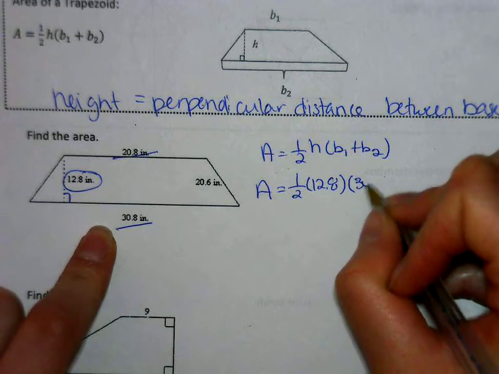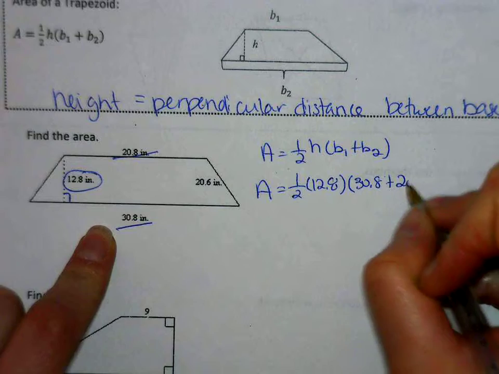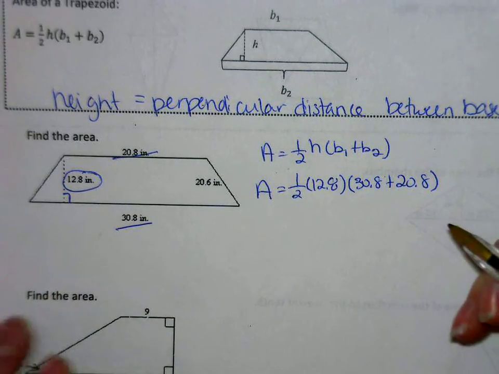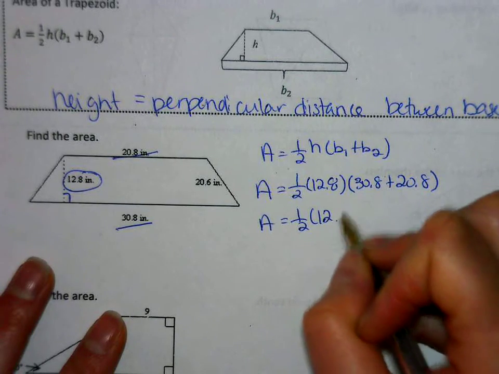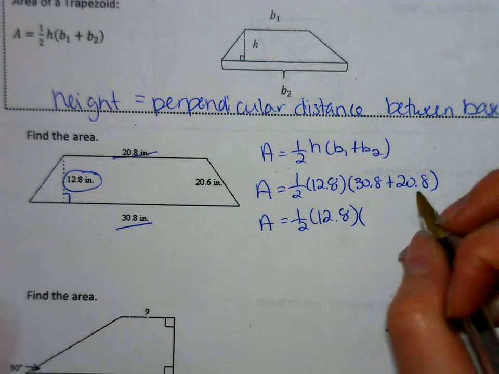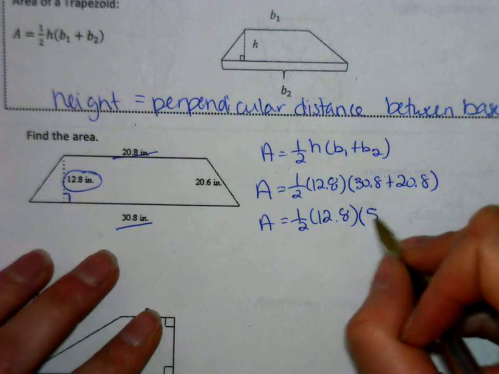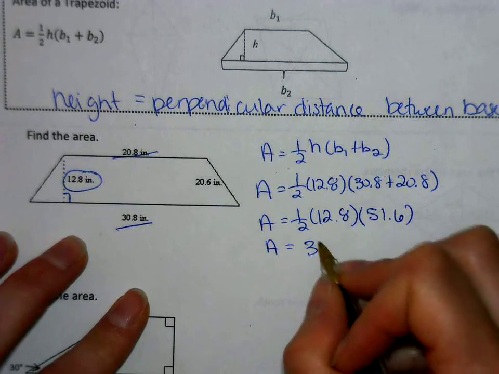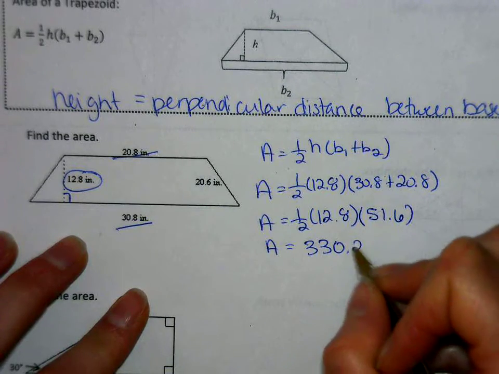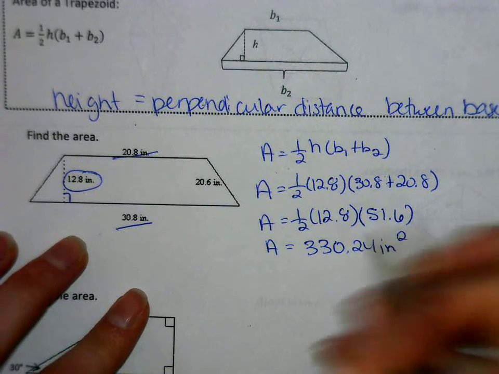So if we add those together, we have area equals 1/2 times 12.8 times 51.6, since 30.8 plus 20.8 is 51.6. So when we multiply all those together, we get 330 and 24/100 inches squared. So let's take a look at the next example.